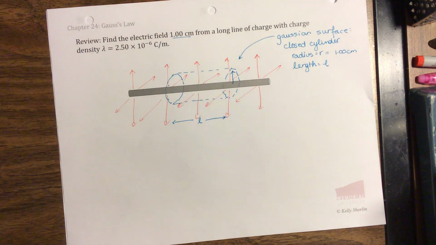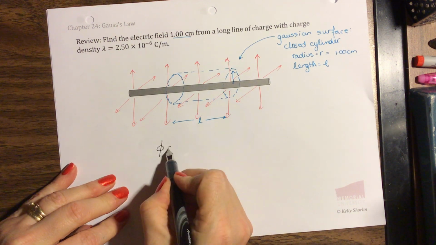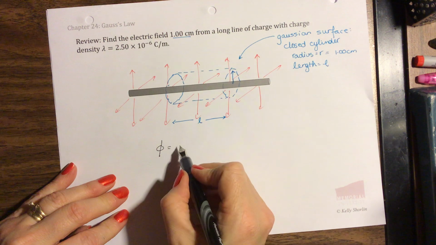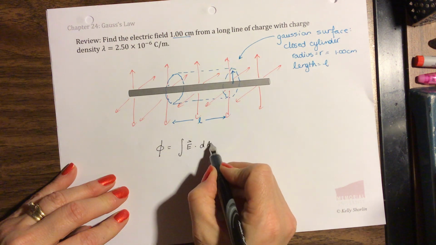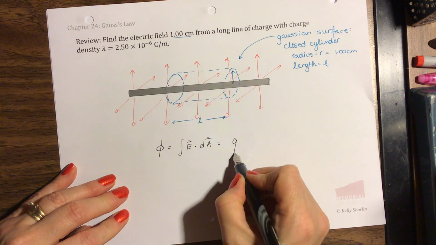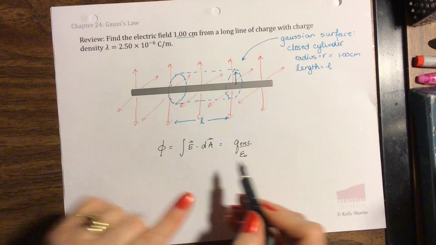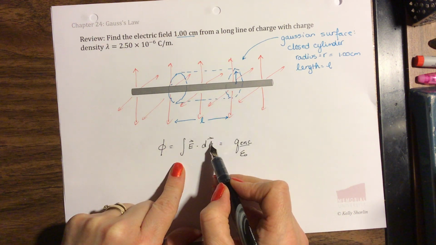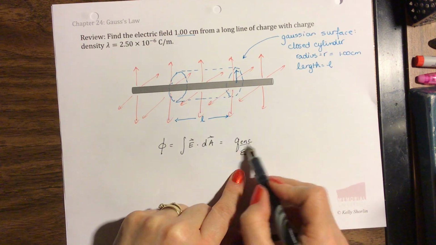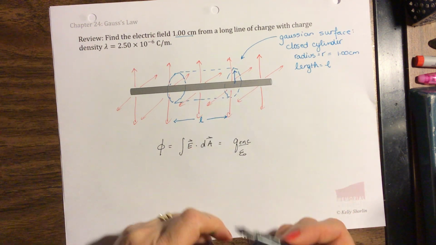Okay, let's write down Gauss's law. Gauss's law states that the net electric flux through any closed surface, like my cylinder, is the integral of E dot dA, which is equal to the charge inside my closed surface divided by epsilon naught. So I'm going to figure out the integral of E dot dA first, my flux through the cylinder. I'm going to figure out my Q enclosed. I'm going to put those together and I'm going to find my answer.